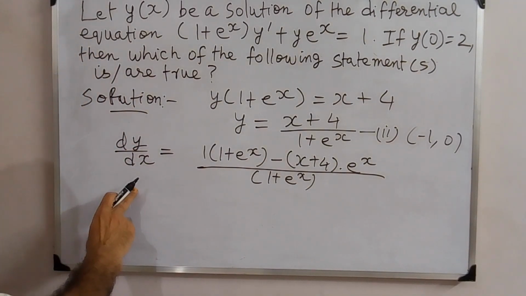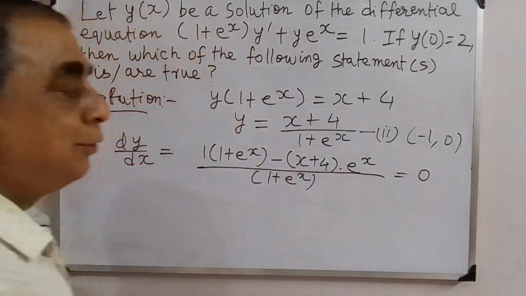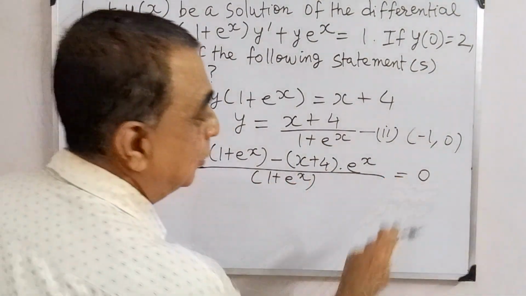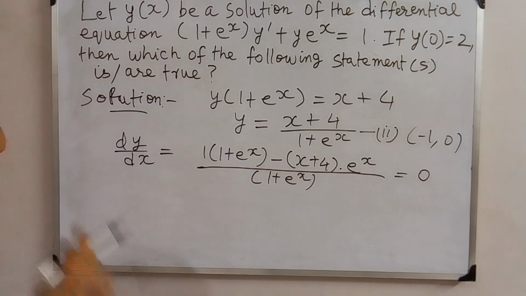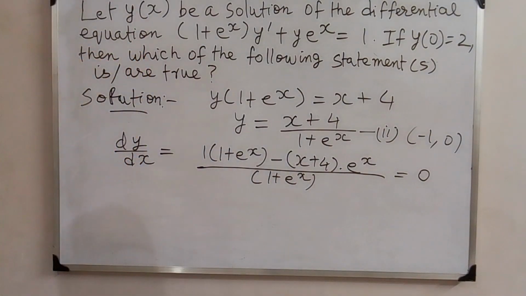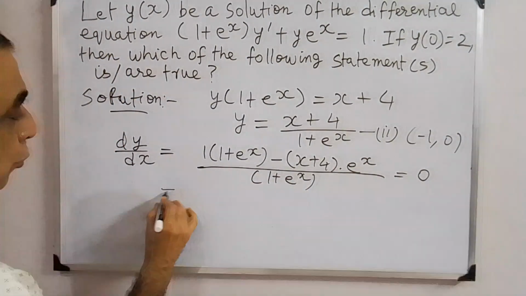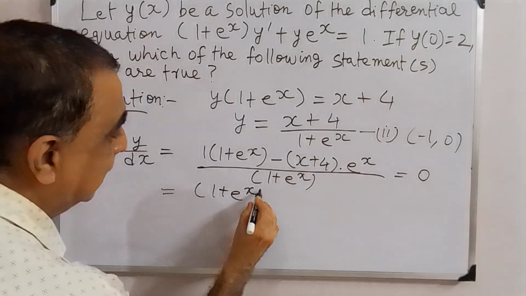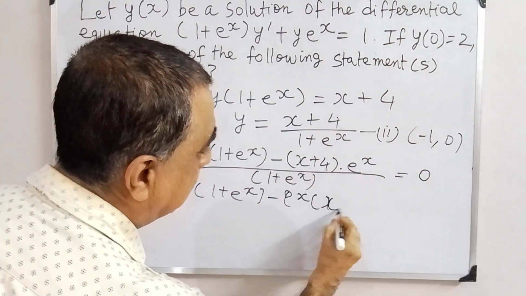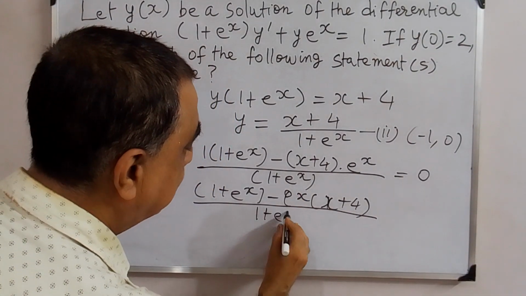The critical point condition is that dy by dx should be equal to 0. Now we have to check whether this has a critical point or not. So for this, this becomes (1 plus e to the power x minus e to the power x into x plus 4) divided by (1 plus e to the power x).